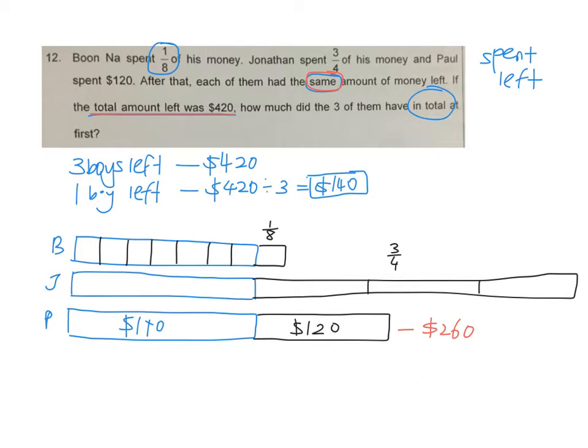But whenever we see questions like this, we try to make things to be the same unit. See, the blue part is being divided into 7 equal parts. Can I do the same for Jonathan's?